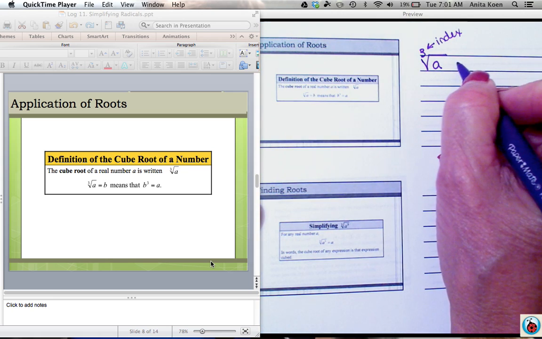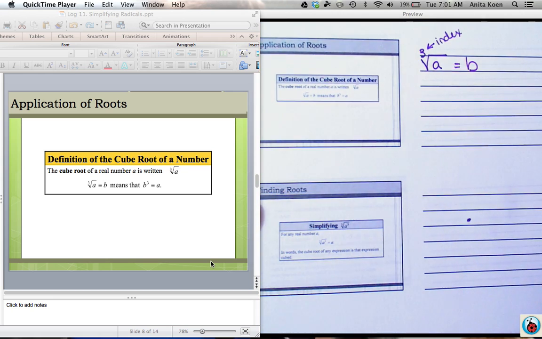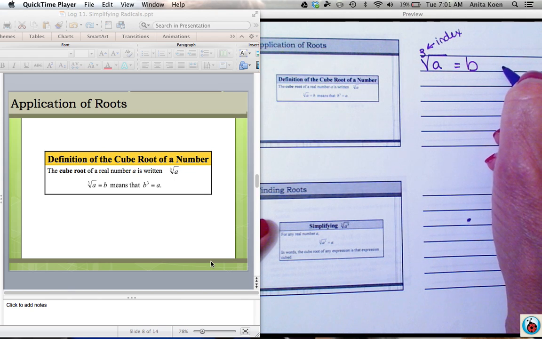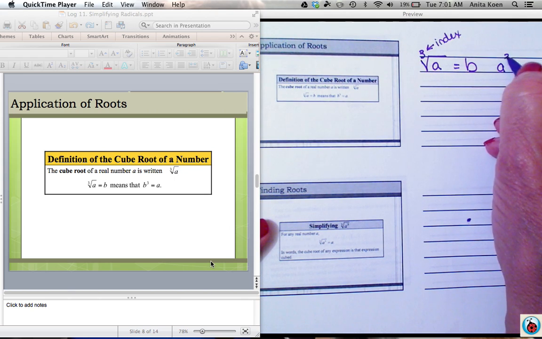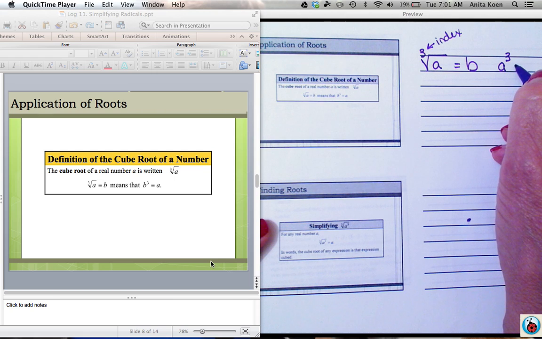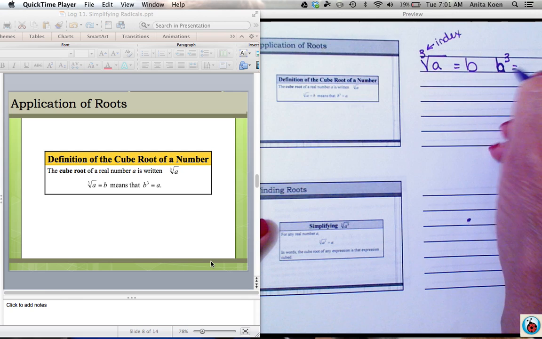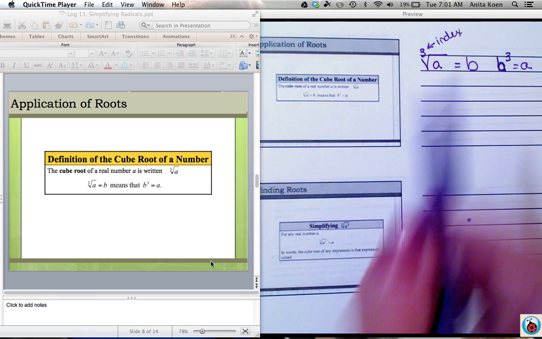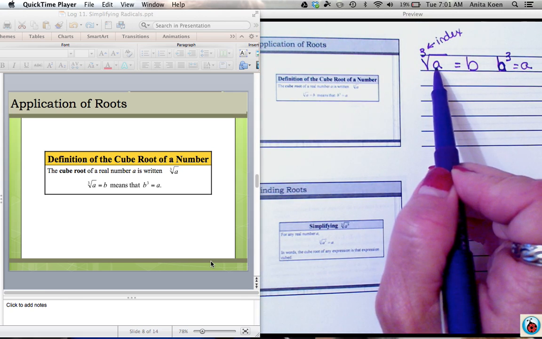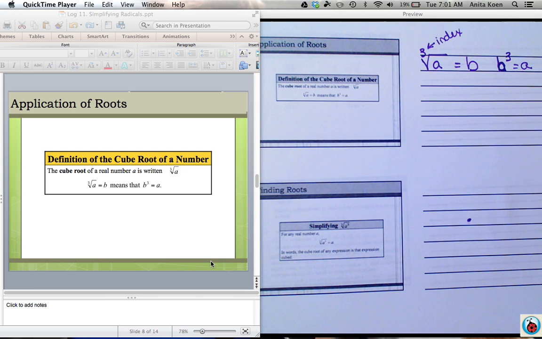Okay, the cube root of a equals b means that b raised to the third power, I wrote that backwards, is equal to a. So b raised to the third power is equal to a.